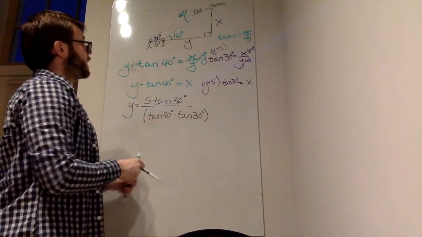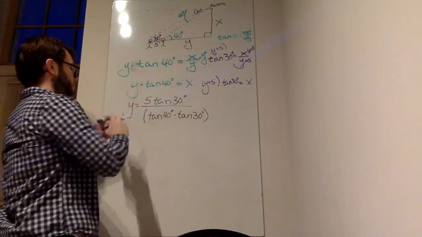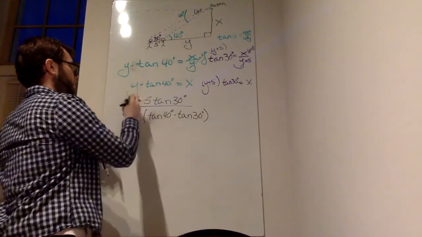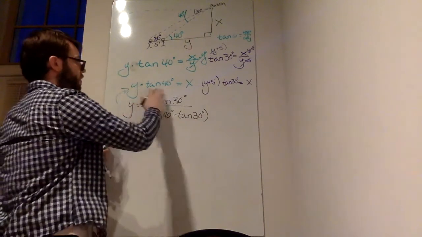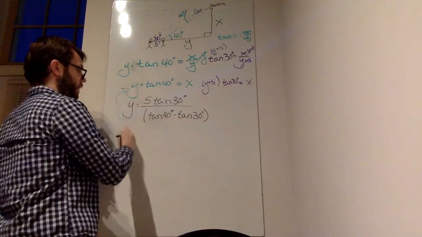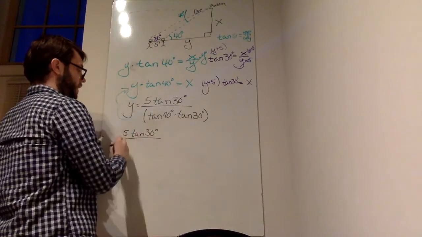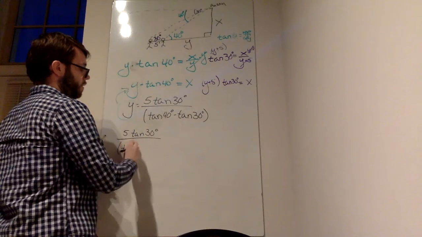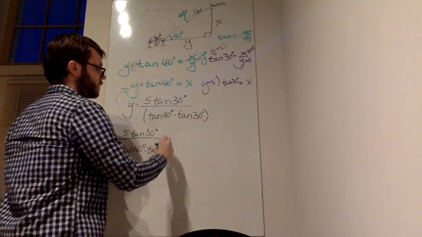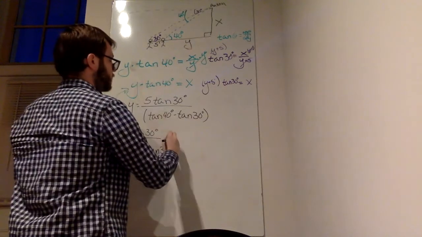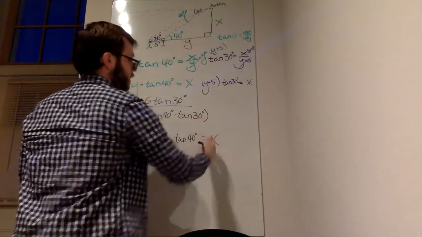So let's plug it in. Again, we're just substituting in for the y. So we're going to take this right here and plug it in for that y. So we have that y, which is now 5 times the tangent of 30 degrees divided by tangent of 40 degrees minus tangent of 30 degrees, times the tangent of 40 degrees, and that's what x is.